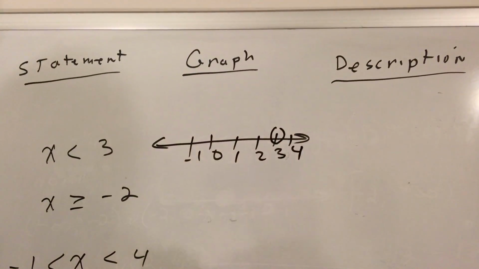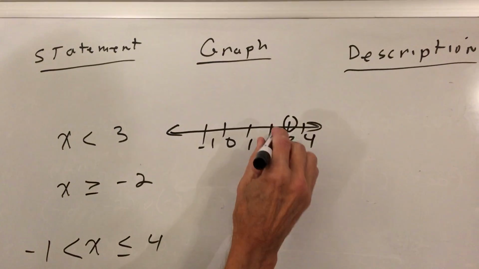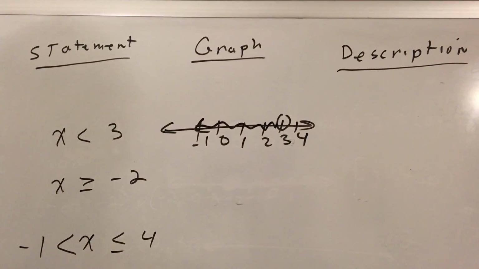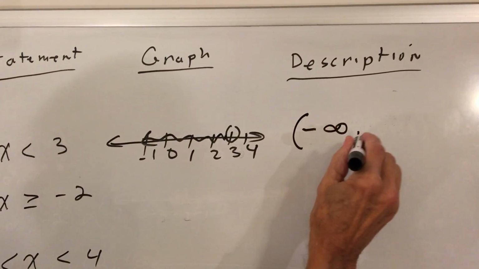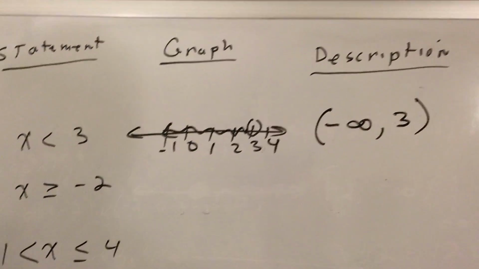There's a circle on 3. You leave it empty because there's no "or equal to," and less is to the left. The description says we begin at negative infinity and go to 3 with the parentheses.